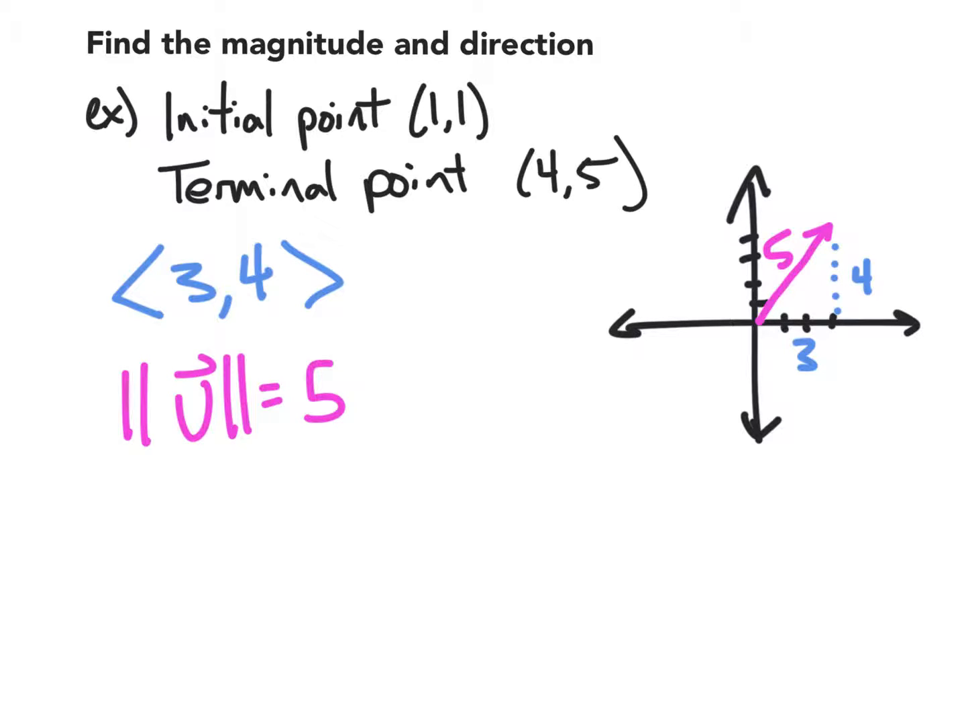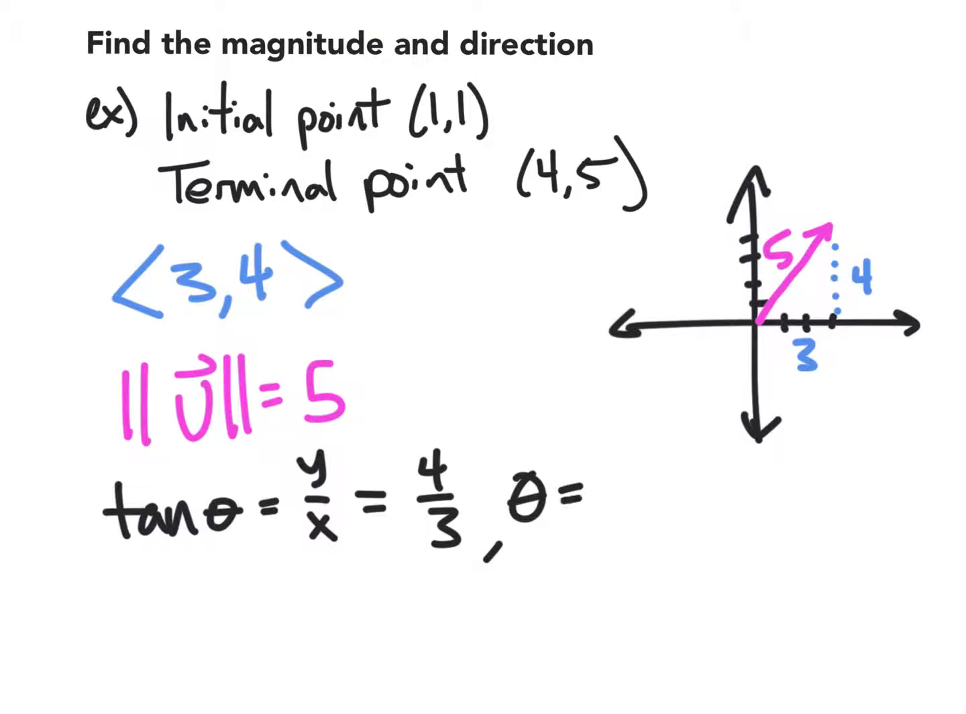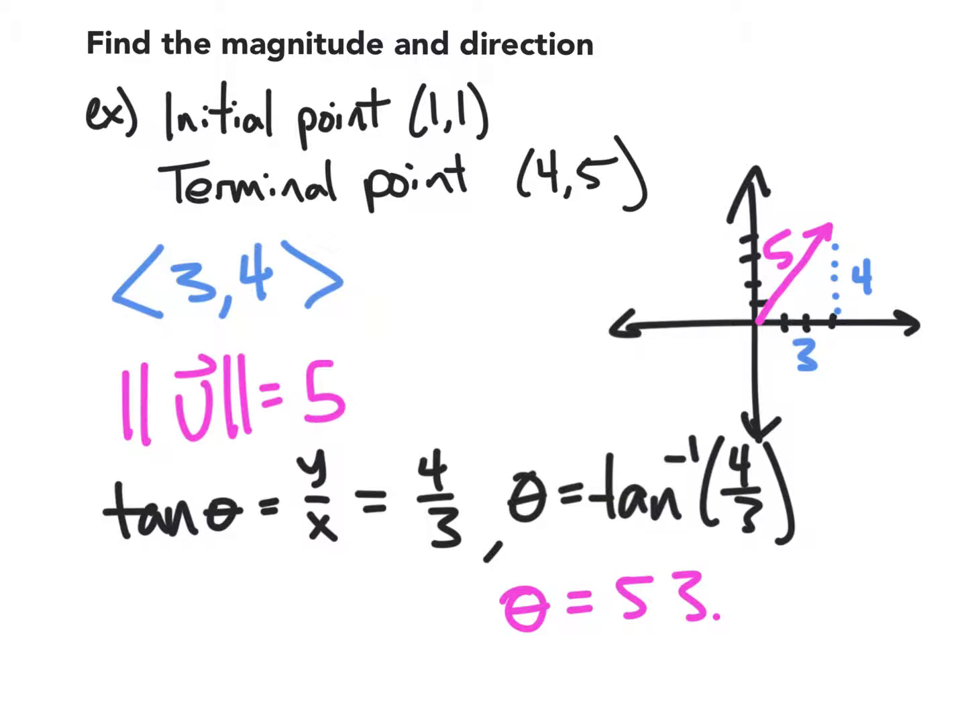Now let's find the angle of that vector. So tangent of theta is equal to y over x, so that'd just be 4 over 3. So theta is equal to the inverse tan of 4 over 3. This tells me that theta is equal to 53.1 degrees. Because I'm in quadrant 1, this angle makes sense because it's between 0 and 90. So this vector with this initial point and this terminal has a magnitude of 5 and a direction of 53.1 degrees.